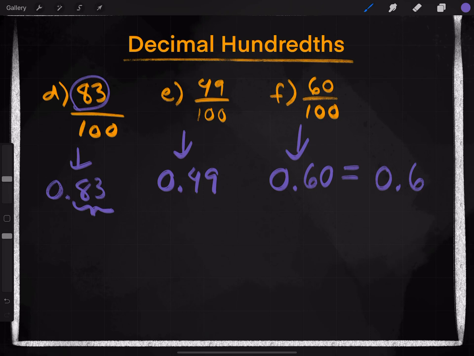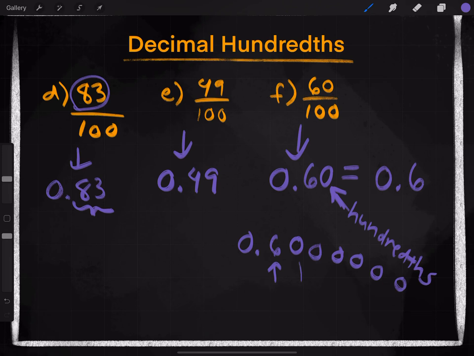They are the same thing, because no matter how many zeros I add here, they are not adding anything. This is the hundredths. There are no hundredths to add. So I could write 0.60000000, but it would still be the same thing, because these have no hundredths to add, no thousandths, etc.